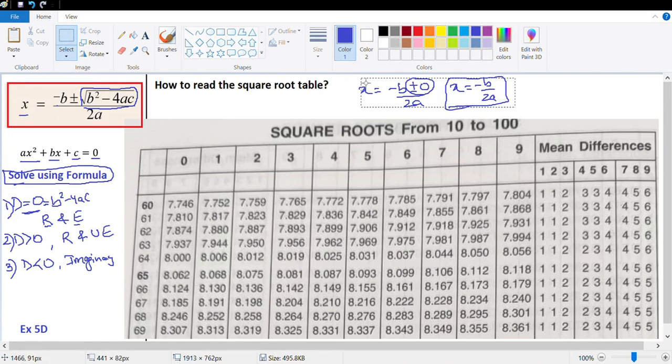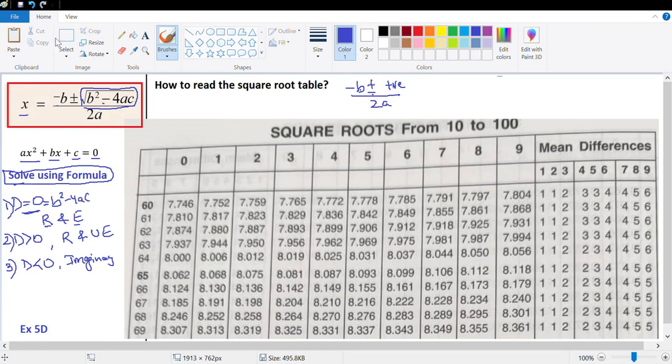Right, let's look at the next part. Next part is if we had d more than 0. So if b square minus 4ac is more than 0, we are looking at negative b plus minus a positive number divided by 2a, because this is more than 0. So the square root of a number more than 0 would be a positive number. So we'll have negative b plus a positive number divided by 2a, or negative b minus a positive number divided by 2a. That's why we will end up with two answers, which are real values as well as unequal.